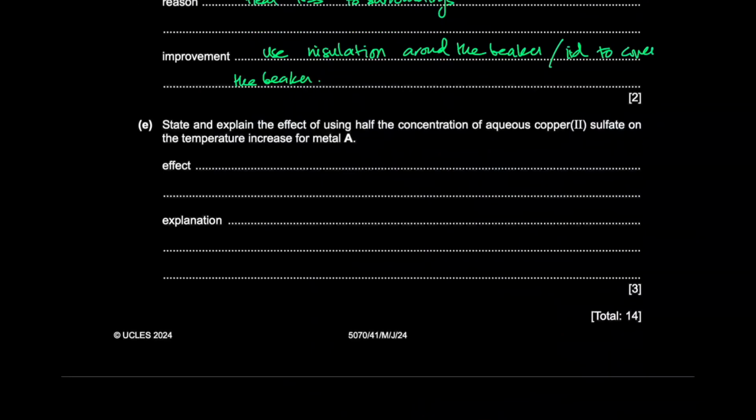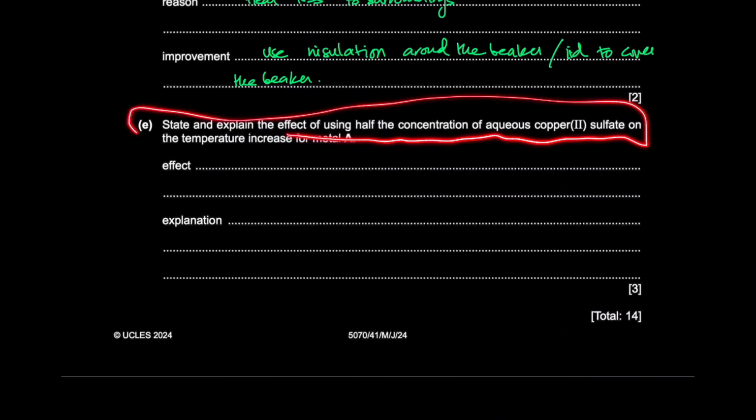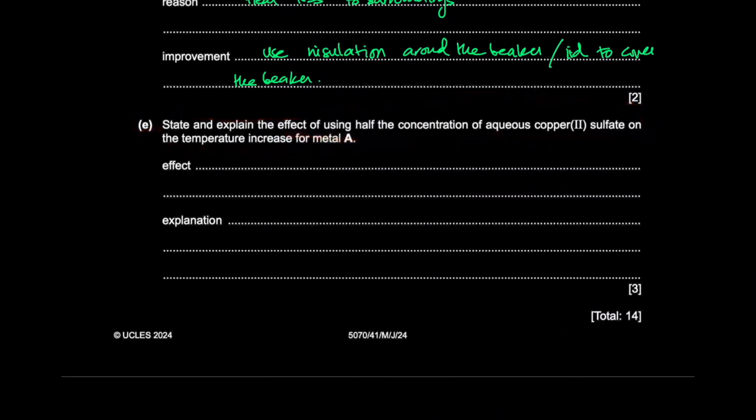State and explain the effect of using half the concentration of aqueous copper 2 sulfate on the temperature increase for metal A. Now remember, aqueous copper 2 sulfate is the limiting reactant, right? We're using an excess of solid in this case. Which means that if you used half the concentration, we're going to assume it's the same volume.